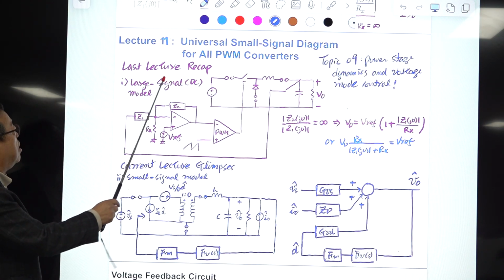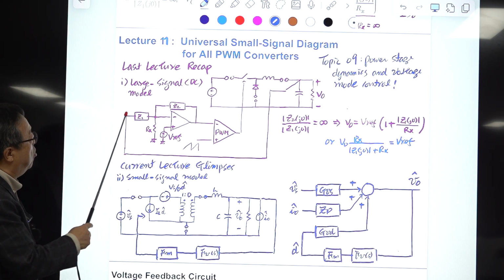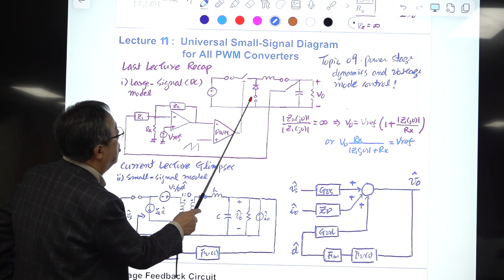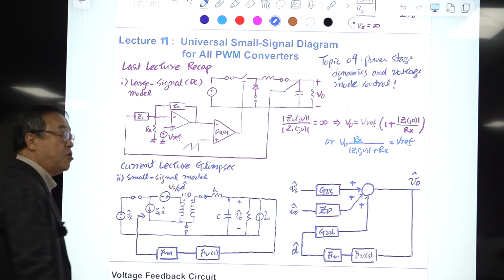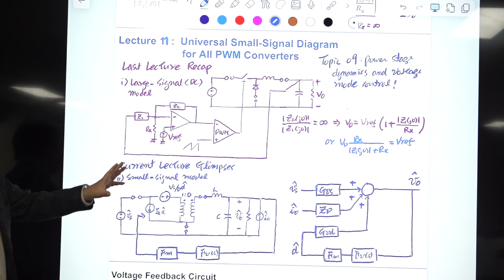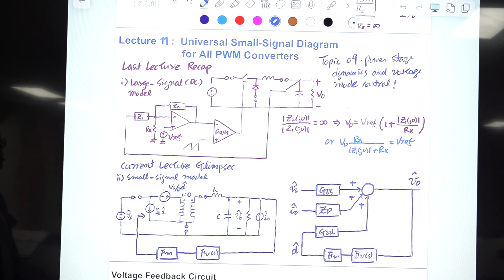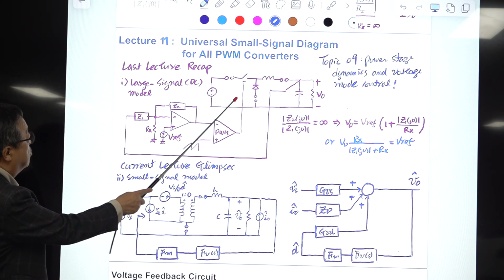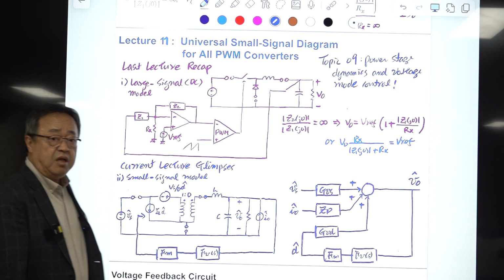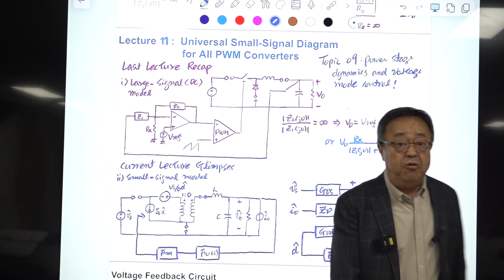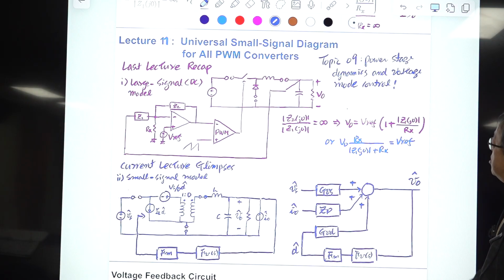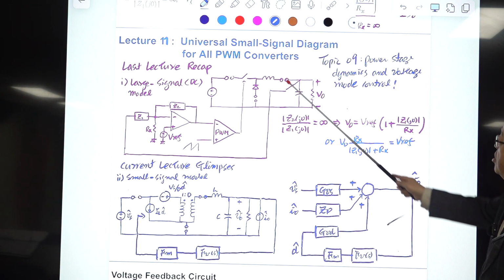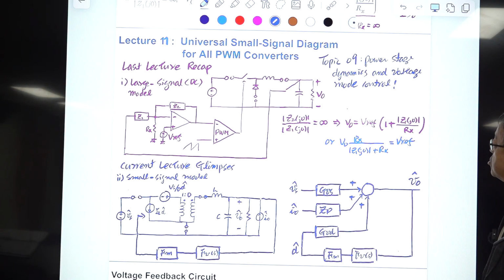Last lecture recap. This is the functional diagram of the converter. This can be a buck converter, boost converter, buck-boost converter by rotating this, or any other converters derived from the three basic converters, any other PWM converters. And this is the voltage feedback circuit. This is the modulator. This can be considered the large signal or DC model. The use of this model is to explain the DC regulation characteristics of this negative feedback structure.